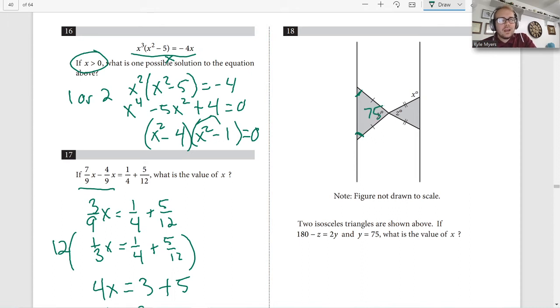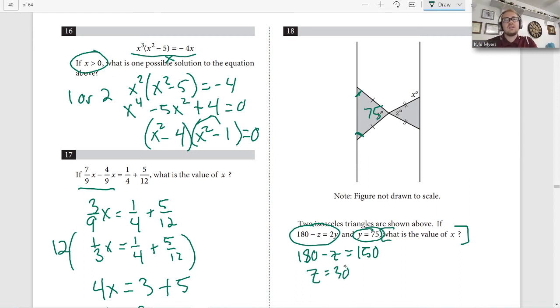That's there. And then they give us this equation. So we have this, which I actually just applied, and then we have this as well. And we want to know what's the value of x. Right, so we're solving for x. Easy enough. Well, we can actually just solve this like a system. 180 minus z equals 2y. Well, y is 75, so 2y is 150, which means 180 minus, well, 30. There we go. Z, that was a terrible z. Z is 30.